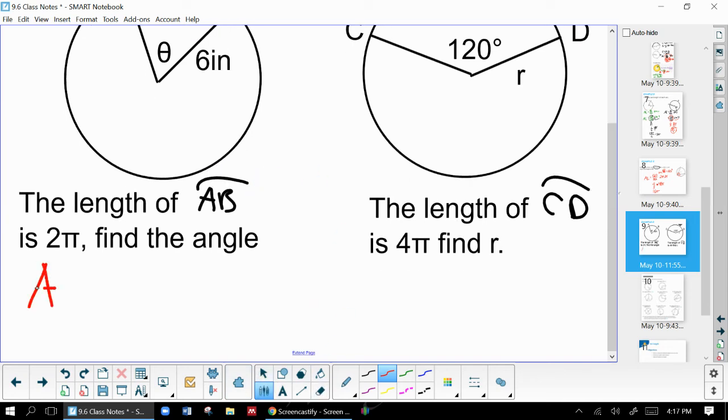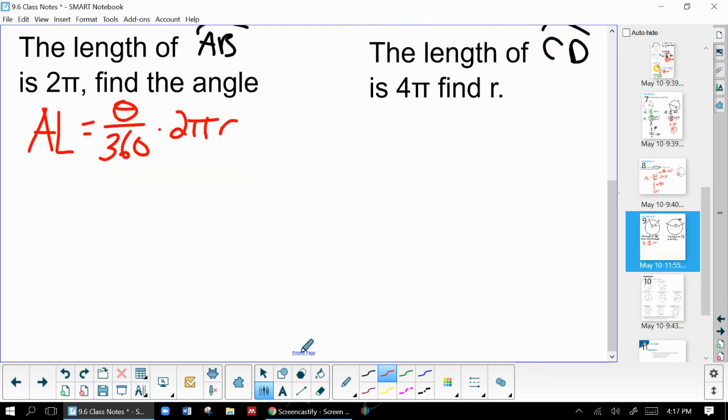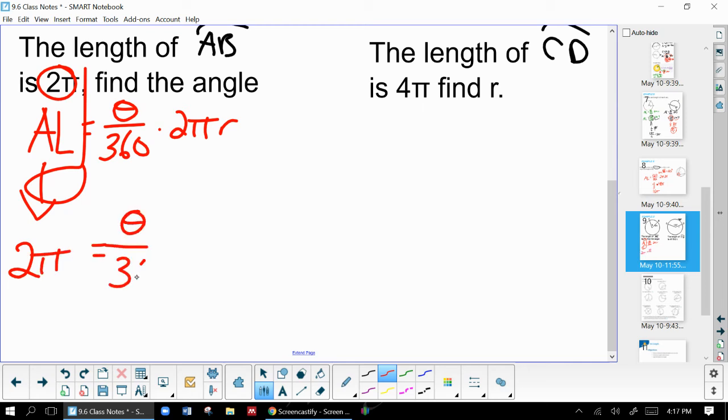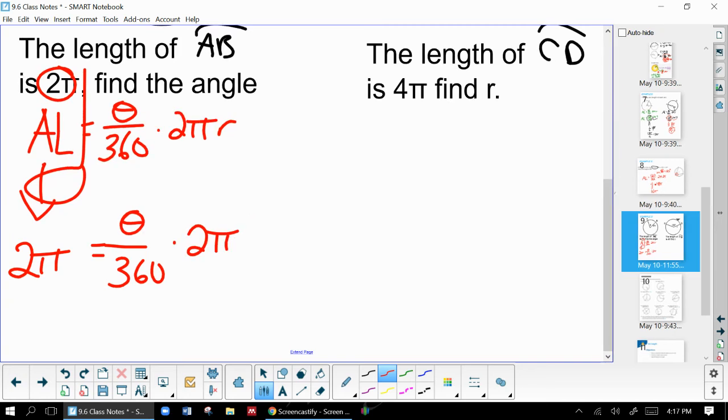So I'm going to start by writing the formula out. Arc length equals theta over 360 times 2 pi r. And I'm going to plug in the things that I know. First thing that I know, the arc length is 2 pi. 2 pi right there. So I have 2 pi equals, well, I don't know theta, times 2 pi, and I do know that the radius is 6.